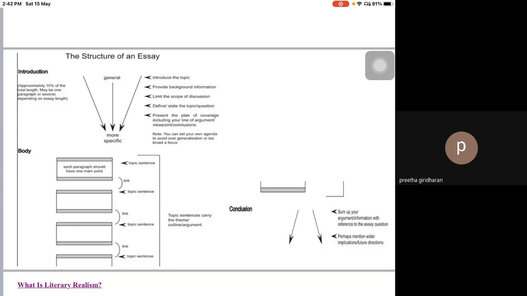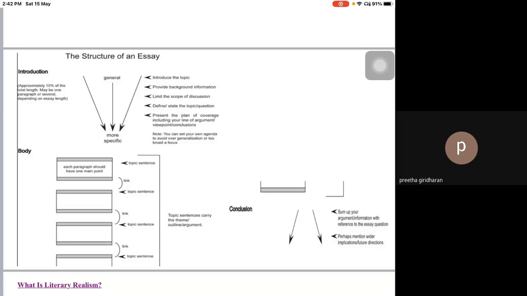All that should come in the first paragraph. Note, you can set your own agenda to avoid overgeneralization or too broad a focus. Too broad a focus will thin out your essay. It will dull your essay. That sharpness will be lost, so it will not have the power that you can get if it is a very well-defined essay.